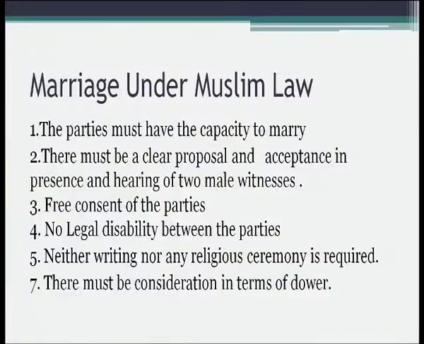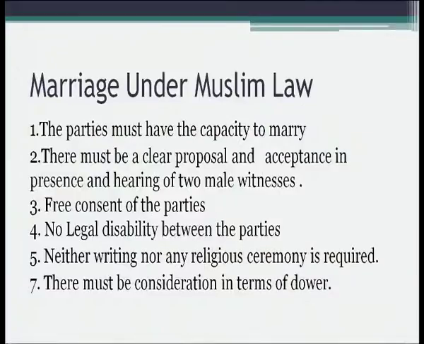Now, friends, another essential of a valid Muslim marriage is the free consent of the parties. So, the parties must give their free consent for the marriage, meaning thereby the consent must not be given under any undue pressure, or because of any fraud, or for any other reasons. So, the consent must be freely given.